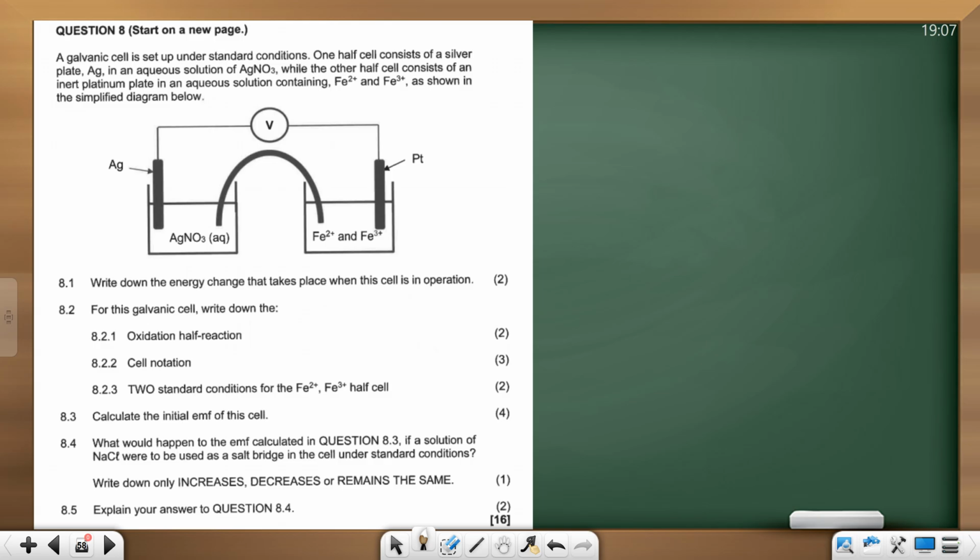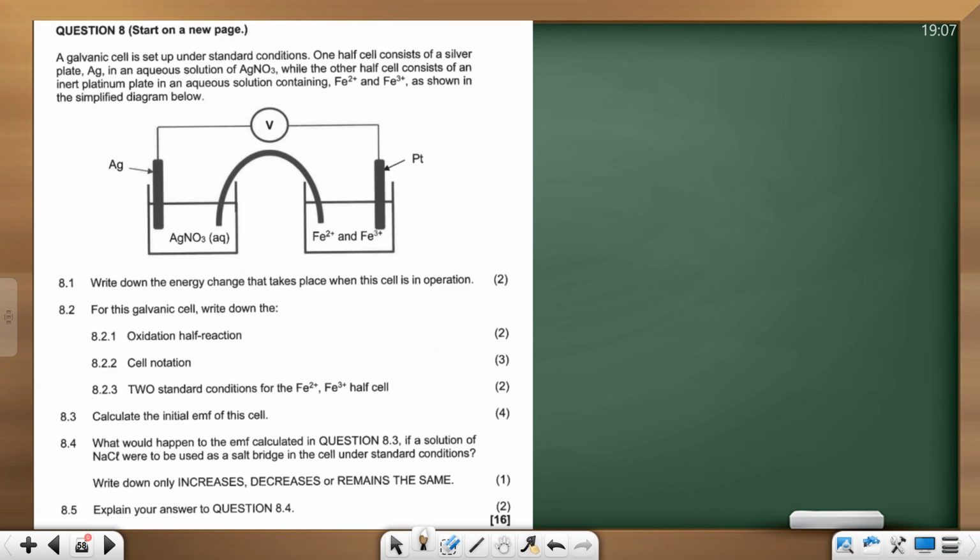An inert platinum plate. Inert. Okay? In an aqueous solution of Fe2+. And if you go back to your note, I gave you when and why we use platinum. When do we use platinum? When I have a gas, when I have a mixture of ions, and when I have what? A non-conducting element. If you can go back to your note, you'll find it. And why do we use platinum? It's solid, it's a conductor, and it's inert.